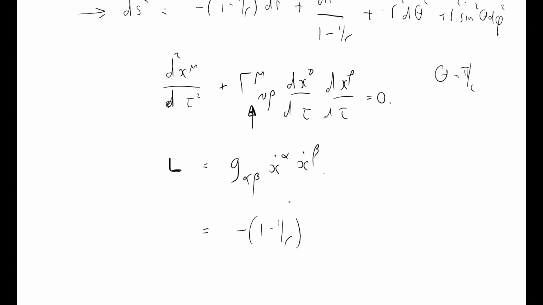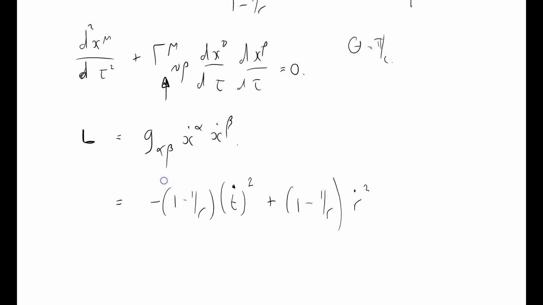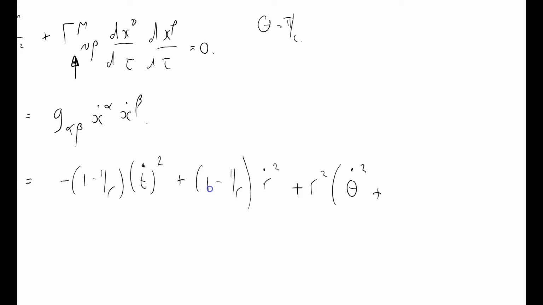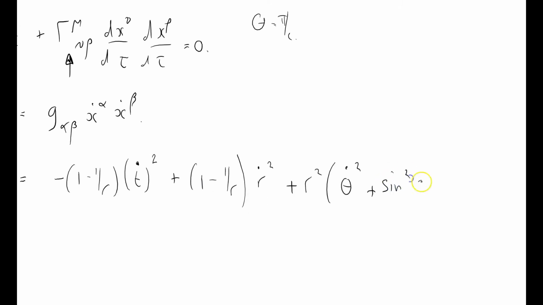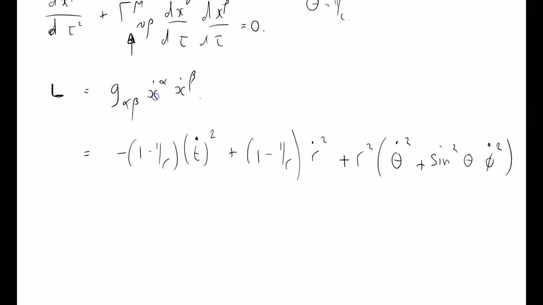minus 1 over r, which is this term here, t dot squared. Remember, the dot is differentiation with respect to wristwatch time, not coordinate time, plus 1 over r r dot squared, plus the other terms, r squared theta dot squared plus sine squared theta phi dot squared. Is it a phi or a psi? That's a phi. I always get that one wrong. And that's my L.